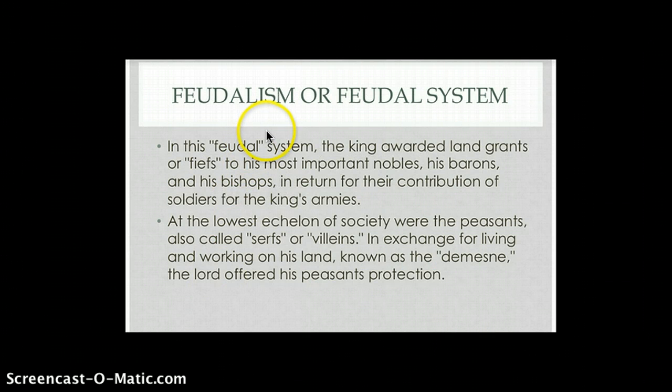In feudalism, or the feudal system, the king awarded land grants or fiefs to his most important nobles, his barons and his bishops, in return for their contribution of soldiers for the king's armies. At the lowest echelon of society were the peasants, also called serfs or villeins. In exchange for living and working on his land, known as the demesne, the lord offered his peasants protection.